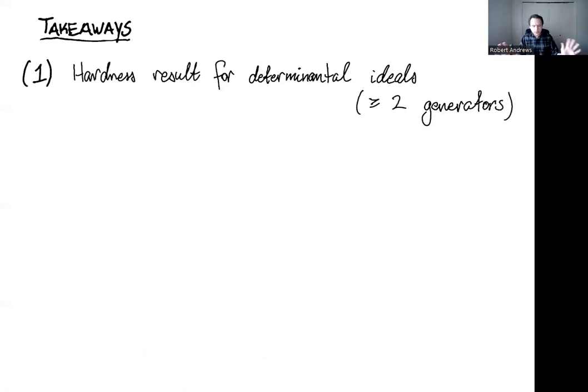So zooming out, what do I want you to take away from this talk? There are three things I want you to remember. The first one is that we proved some hardness result for these determinantal ideals. And the main innovation, or the main interesting thing about this, is an ideal, or a family of ideals rather, that has more than one generator. And this is really the first time where we picked an ideal up that has more than one generator, and we really understood it from first principles.